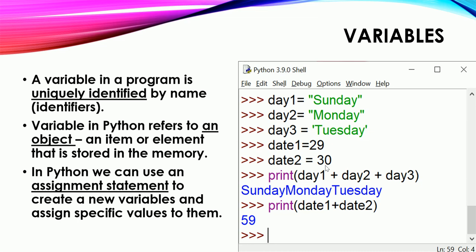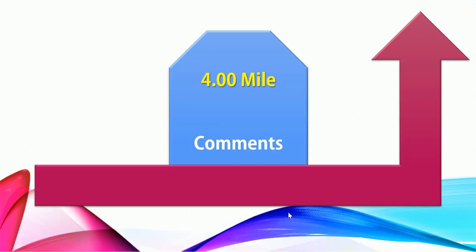In the same way, I am using print date1 plus date2. I am adding two numbers here, because date1 and date2, both variables, contain numbers only, like 29 and 30. So numbers are being added here. In this case, the plus operator is not acting as concatenation, it is acting as a mathematical operator.